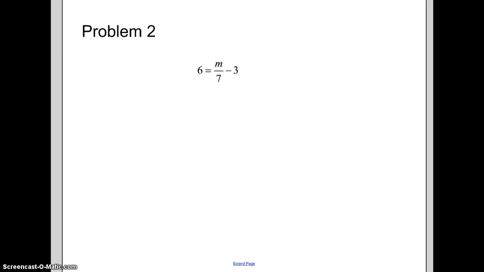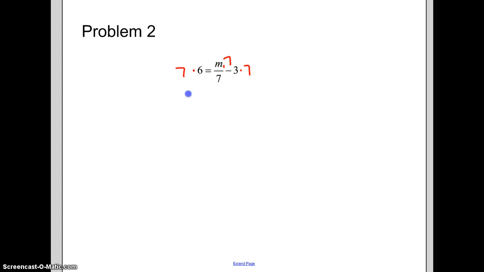Problem 2. Is there a fraction? In this case, there is. There is a 7 right here in the denominator. I know that most of you don't like working with fractions, so we're going to just get rid of them anytime we have one. The easiest way to do that is to multiply every term of the equation by 7. That means we have to take 6 times 7, m over 7 times 7, and negative 3 times 7.